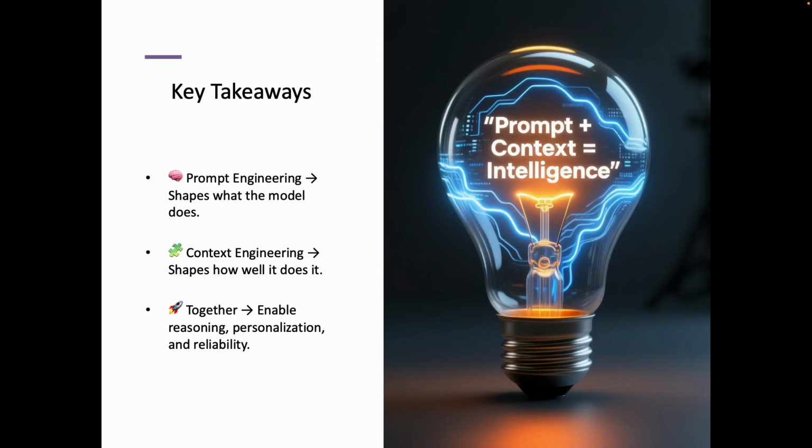So in a nutshell, prompt engineering helps us shape what the model does and how it responds to our question. But context engineering allows us, based on the surrounding information, to shape a response that is better informed and more context-aware. Together they enable the reasoning, the personalization, and the determinism of the response. These are the primary differences between prompt engineering and context engineering.